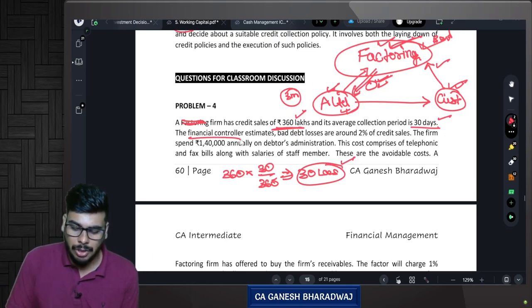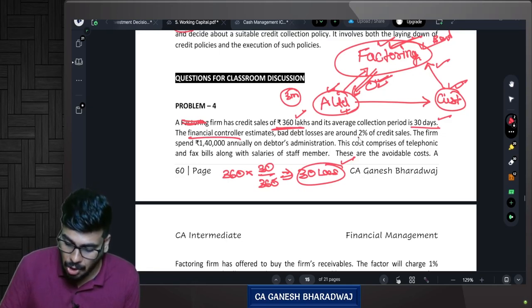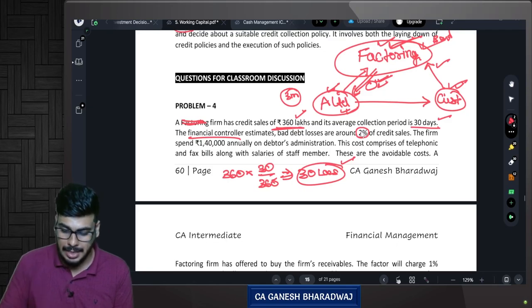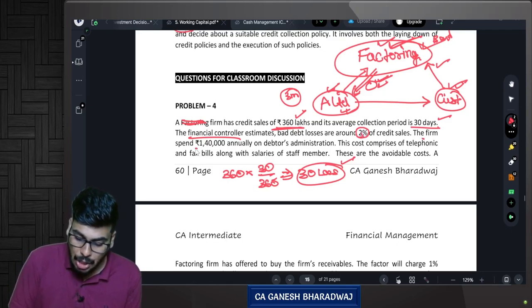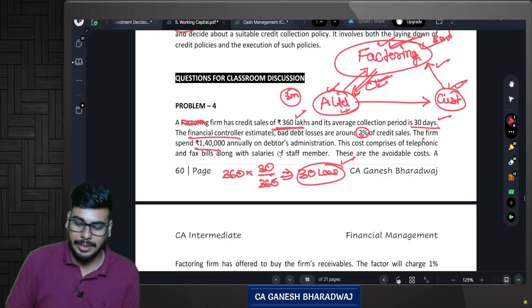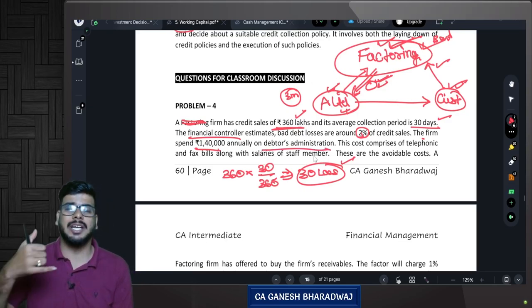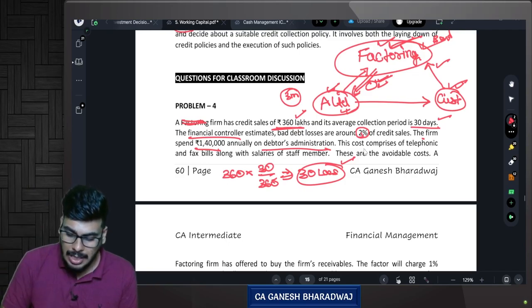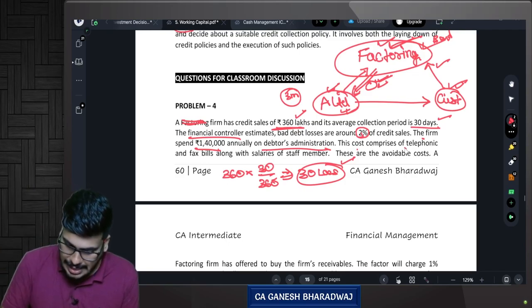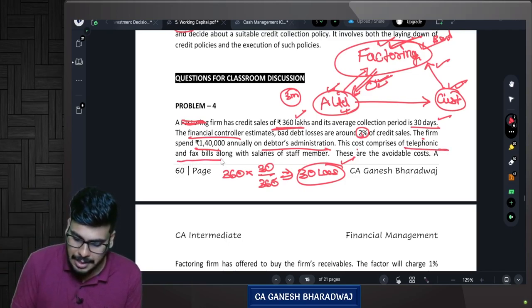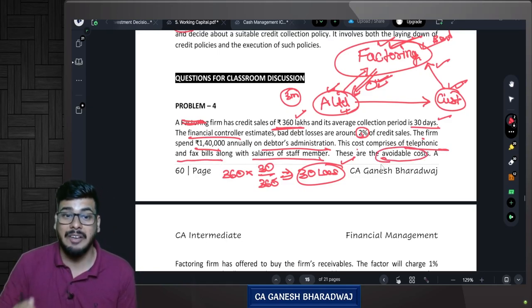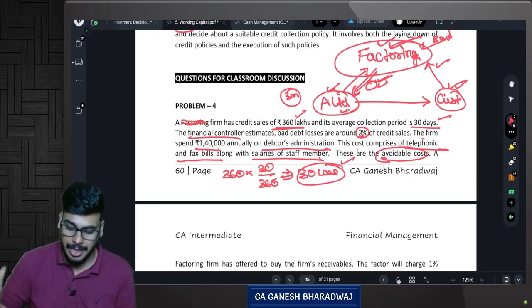The finance controller of the company estimates that the bad debt losses are approximately 2% of the credit sales. The firm currently spends 140,000 annually on debtors administration, like telephone calls and sending recovery agents. This cost comprises telephone bills, fax bills, along with the salaries of staff members. And these are avoidable costs. When can they be avoided? If you're appointing a factor.